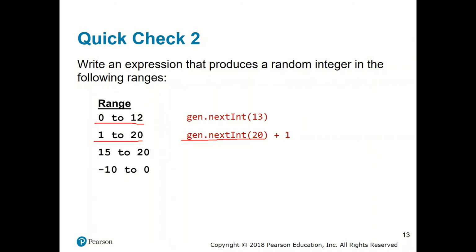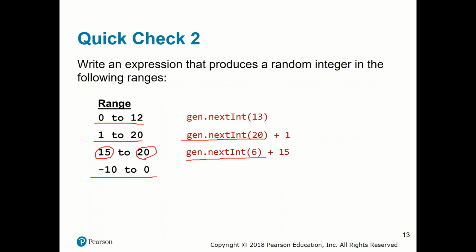This gives 0 to 19. And then plus 1 gives 1 to 20. And this is the same. Since this starts at 15, I think we need to add 15. So then nextInt(6) gives 0 to 5. 0 to 5 plus 15 gives 15 to 20.